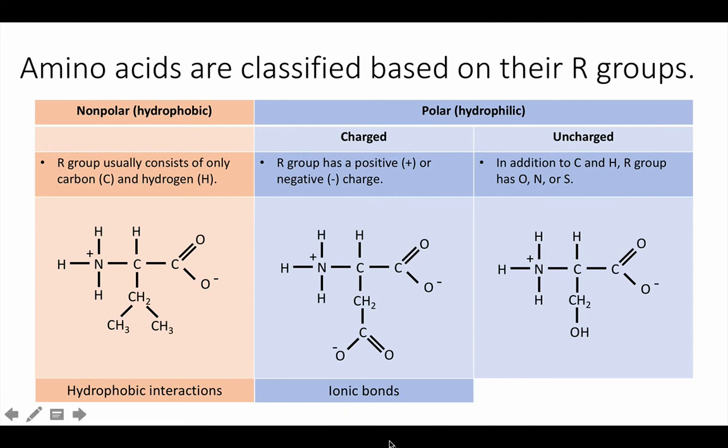Sometimes, the unequal sharing of electrons doesn't result in a full-fledged charge, but still imparts what we can think of as partial charges on a molecule. In this case, the oxygen is partially negative and the hydrogen partially positive. If you encounter an R group that has oxygen or nitrogen and it does not have a positive or negative sign, it is polar and uncharged. Polar, uncharged amino acids can form hydrogen bonds to stabilize tertiary structure.